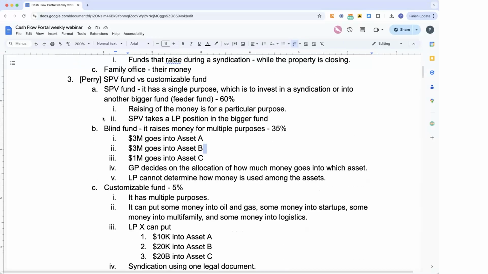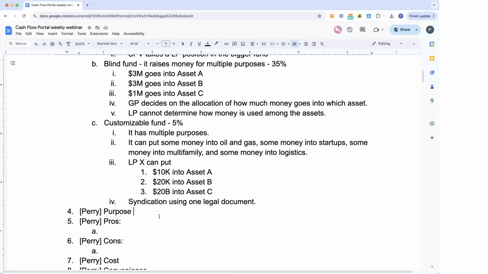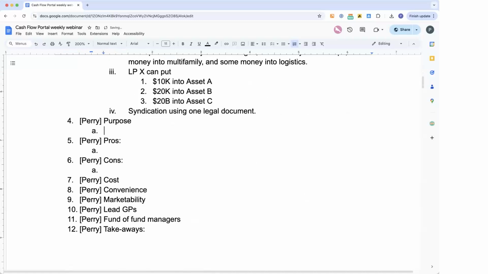So we are explaining about customizable funds. First I went through what the funds are, and then I'm going to describe the customizable fund's purpose. The purpose is the following. The purpose is to save on legal fees.